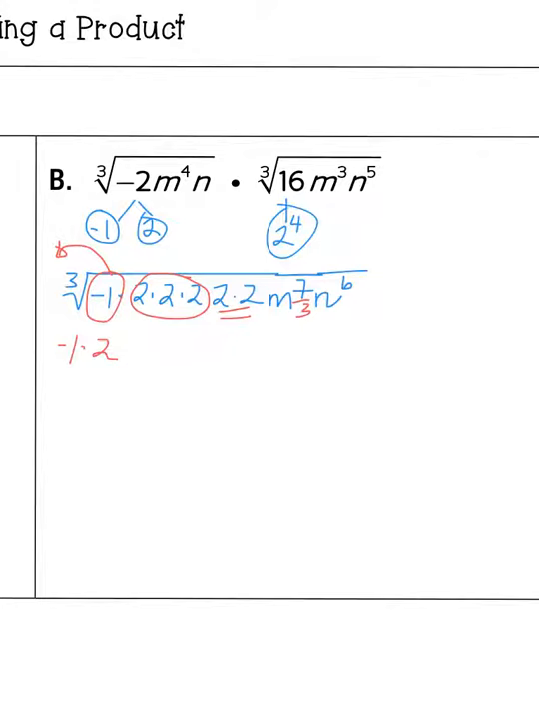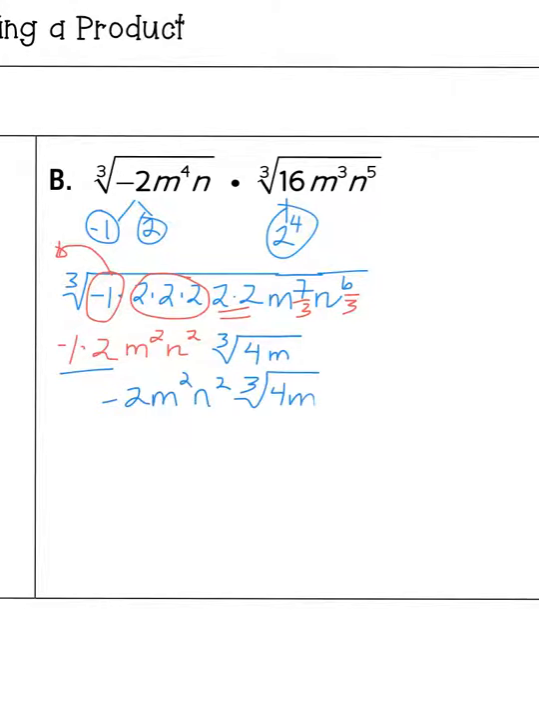And then we're going to apply the index rule. So 7 divided by 3 is 2, so I get m squared with 1 left over. 6 divided by 3 is 2, so I get n squared but with none left over. So underneath my cube root, I have 2 times 2 is 4, and then that leftover m. Then we have to multiply this together, so I get negative 2 m squared n squared cube root of 4m. That's it. So let's look at C.